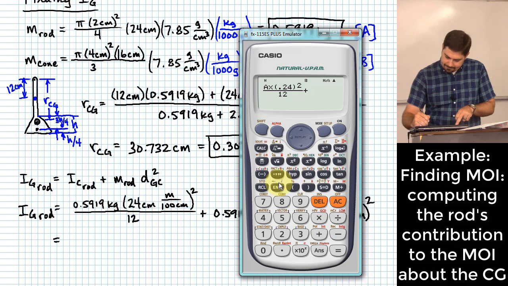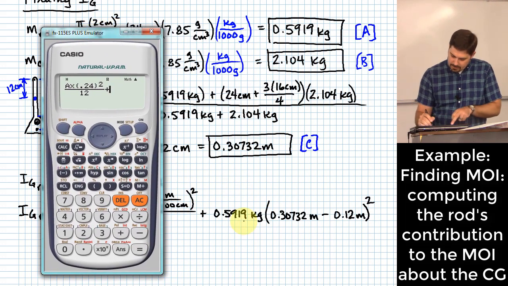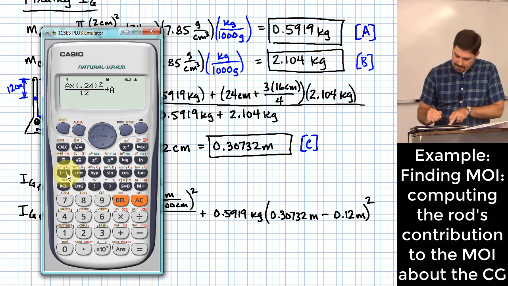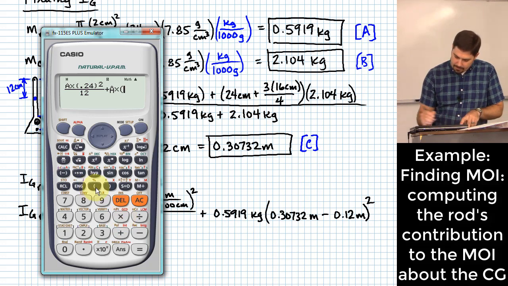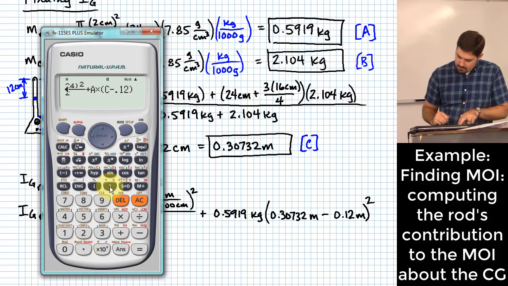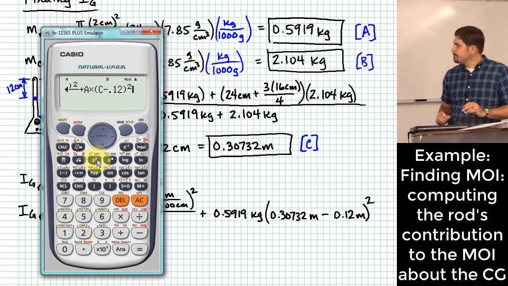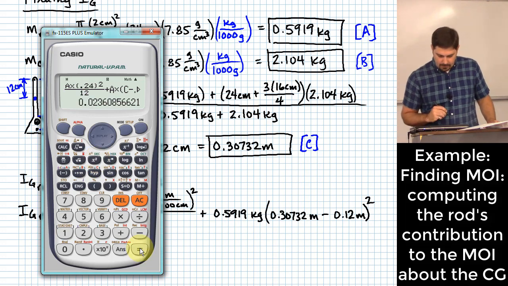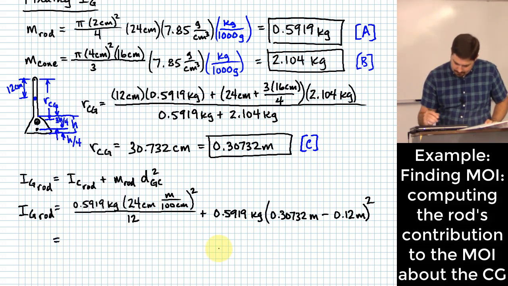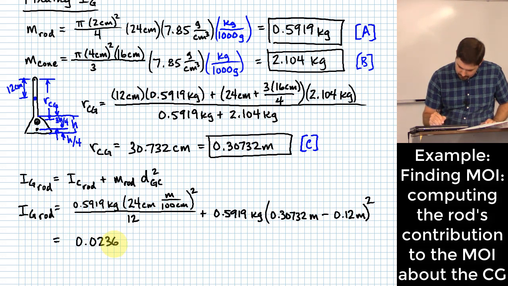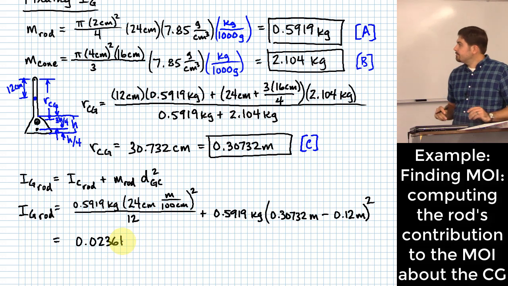Plus, okay, here I've got that mass of 0.5919 kilograms is in A. I'm going to take that and multiply it by I believe I had that length of 0.30732 meters in C. Okay, and what I end up with is 0.02361 units.